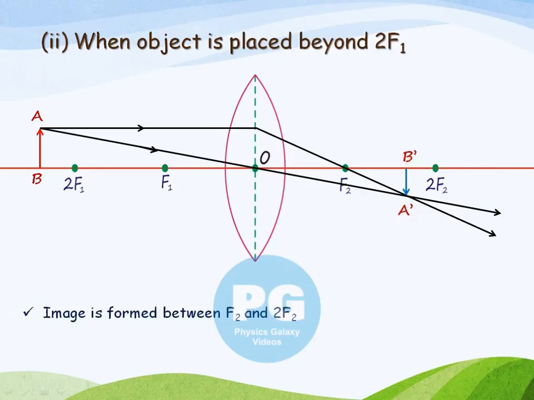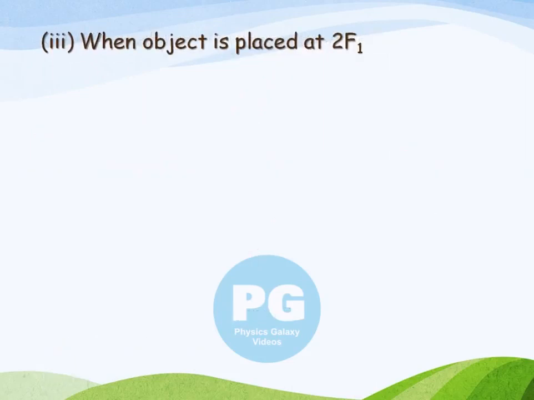So the image is formed between f2 and 2f2. It is a real and inverted image, as the image is formed by actual meeting of two refracted rays. And the size of image is diminished, or we can say the size of image is smaller than the object. When object is placed at 2f1.